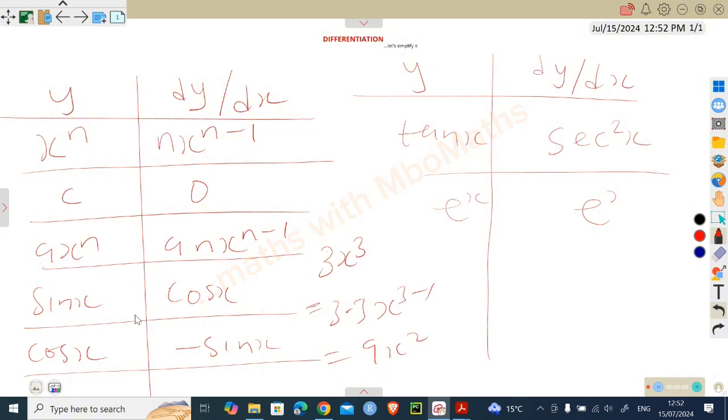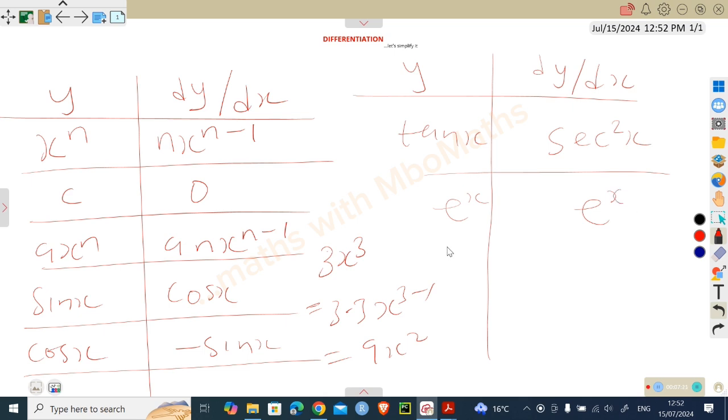So if you differentiate sin x, you get cos x. Differentiate cos x, you get minus sin x. And the same way, if you differentiate tan x, you get sec squared x. Then if you differentiate exponential of x, e raised to the power of x, you get the same thing, e raised to the power of x. That's the same thing.